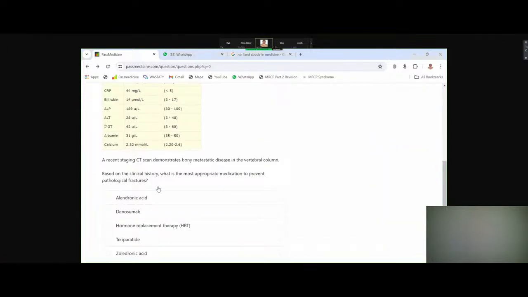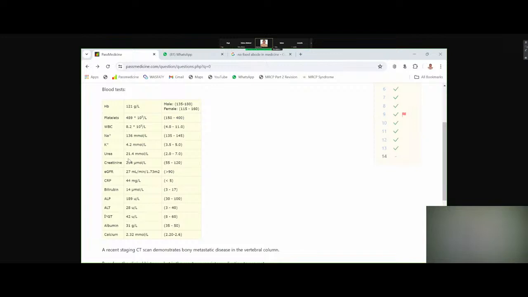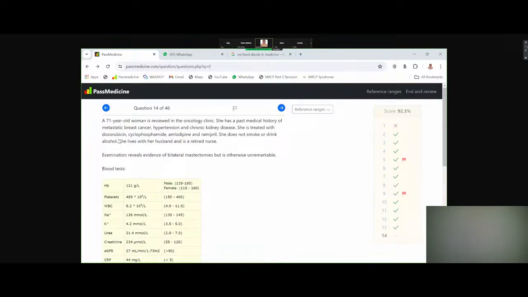Thank you, Dr. Swarpa. Based on the clinical history, what is the most appropriate medication to prevent pathological fractures? Hyaluronic acid, denosumab, hormone replacement therapy, teriparatide, or zoledronic acid. A 71-year-old woman is reviewed in the clinic. She has a past medical history of metastatic breast cancer, hypertension, and CKD, and is treated with doxorubicin, cyclophosphamide, amlodipine, and ramipril. She doesn't smoke or drink alcohol, lives with her husband, and is a retired nurse. Examination shows bilateral mastectomy but is otherwise normal.